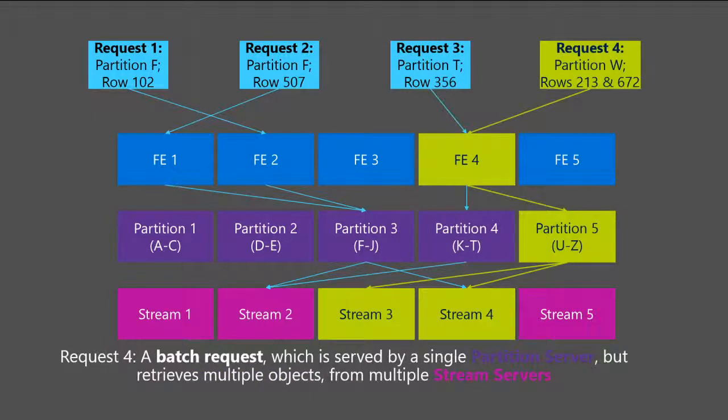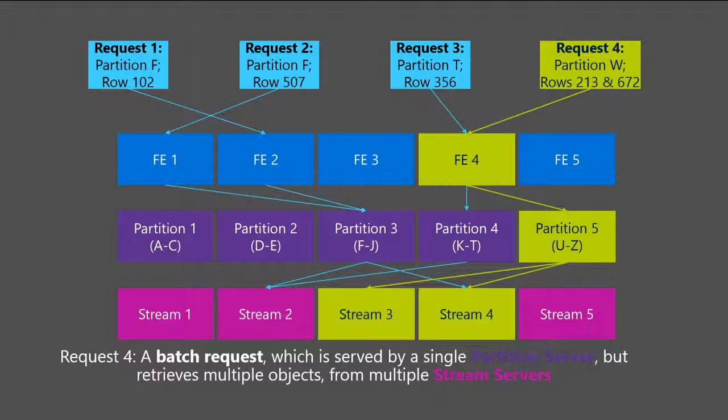And then finally, we'll get more into this later. This is what we'd call a batch request, or a get entities request. This is a request for two different objects within a partition, where we've said, I want both rows 213 and 672 in partition W. That's going to get served by partition server 5.